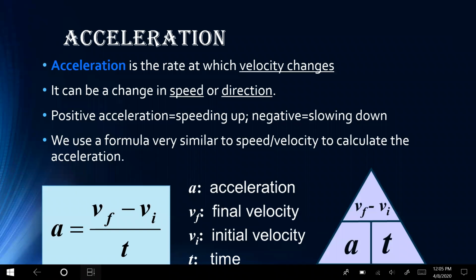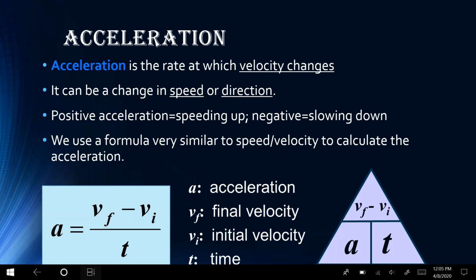The acceleration is the rate at which the velocity changes. So we're looking at how much the velocity changes over time. It can be a change in speed or even a change in direction, which can make that acceleration or deceleration have a value to it. Positive acceleration is when we're speeding up. Negative acceleration, we're slowing down.